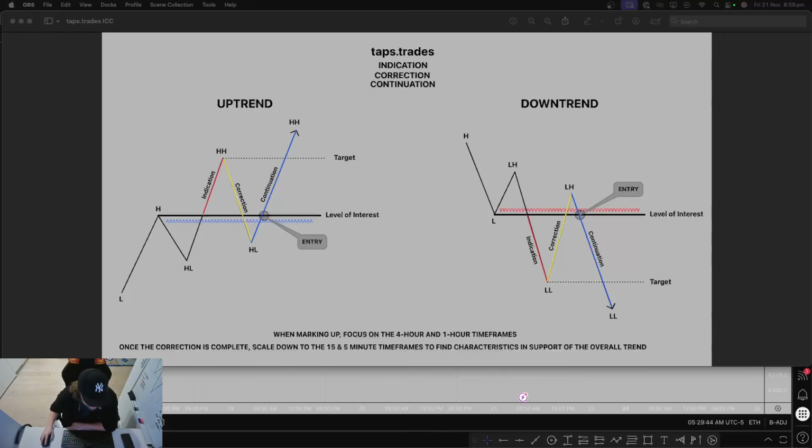So first, what does ICC stand for? ICC stands for indication, correction, and continuation. It's a trend-based strategy. That means that the market needs to either be in an uptrend or a downtrend.